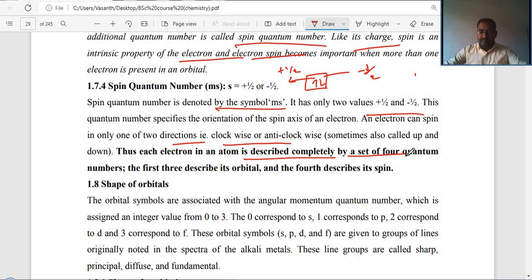There are 4 quantum numbers. The principal quantum number explains the size of the orbital. The azimuthal quantum number explains the shape of the orbital. The magnetic quantum number explains the possible orientation of an electron in an axis. The spin quantum number explains what? Either a clockwise or anti-clockwise direction of the electron.